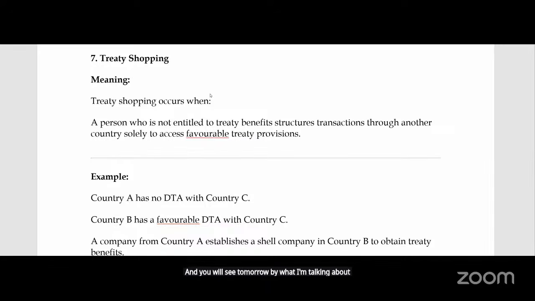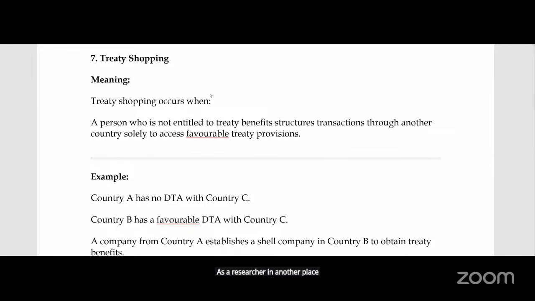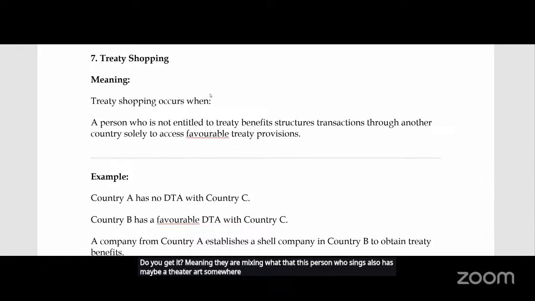Wake Akrawaha, Obi Baakon, he's an artist and sportsman. He's an artist in one way, and he also is a researcher in another place. Somebody who sings also has a theater somewhere. Do you get it? Meaning they are mixing teachers and researchers with artists and sportspersons in one scenario.